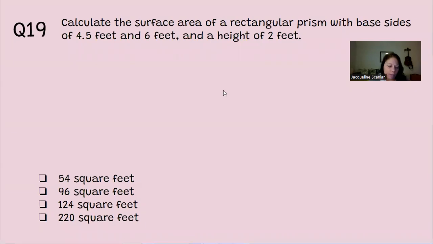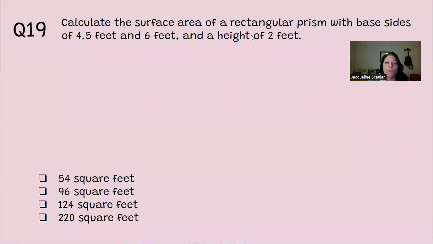Okay, this question number 19 asks me to find the surface area of a rectangular prism that has sides that are 4.5 feet and 6 feet, and it has a height of 2 feet. Surface area is one of the hardest things to calculate. I'm going to start by drawing you a picture.